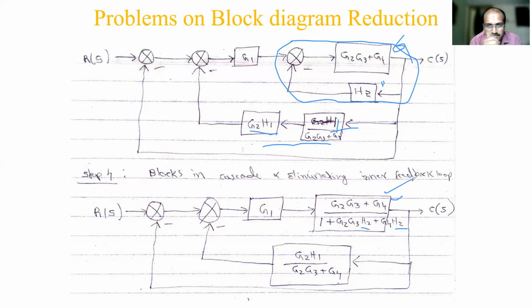Okay. So next, already you have done 4 problems. Now you can tell the next step. So you have to multiply this G1 with this block because it is in series. So once you get this, it becomes a single block, then it becomes a new G value, and this is the H value. So you'll get another minor feedback loop. You will eliminate using rule 3. Okay. So that's what we'll do next.